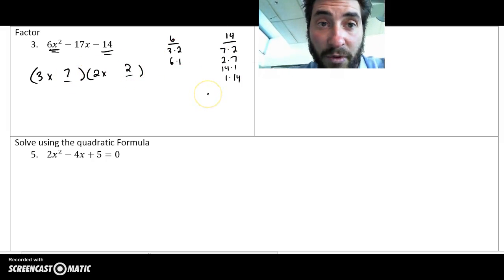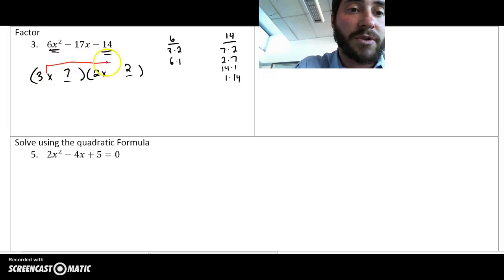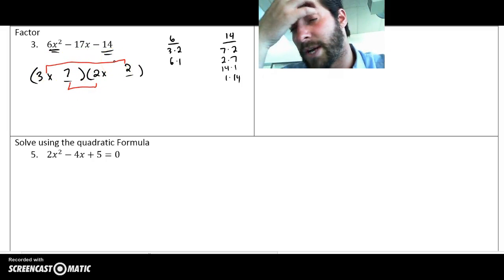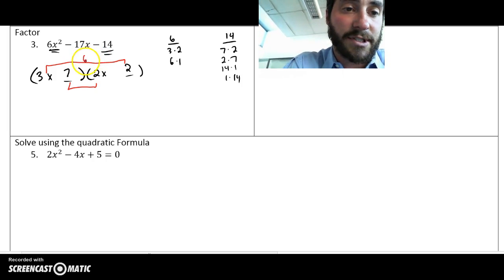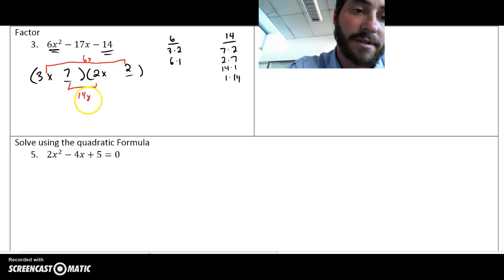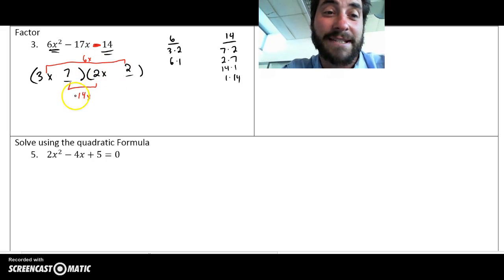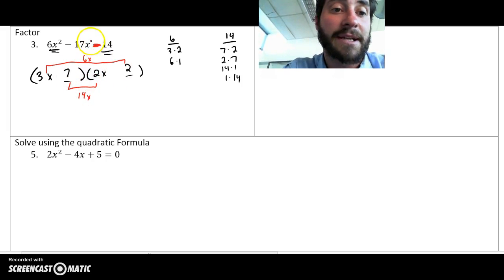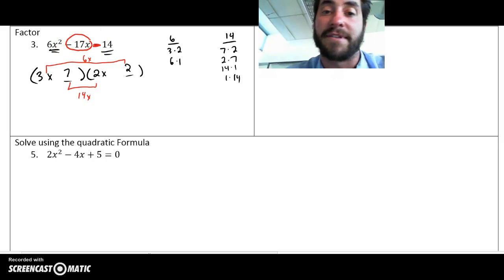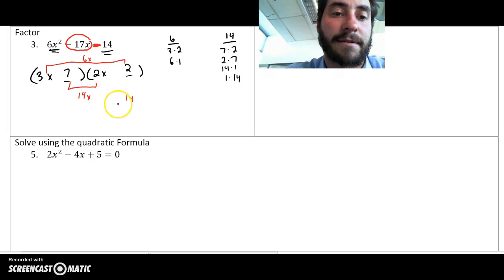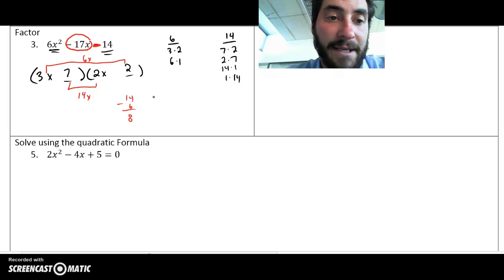How we know which combination is going to work is that our outside two terms multiplied and our inside two terms multiplied, let's just say that's 6x and that's 14x. If I subtract those, the outside two terms and the inside two terms multiplied together, does that get me 17, or negative 17 for that matter? 14 minus 6? No, does not, right? That's 8. Does not get me 17.